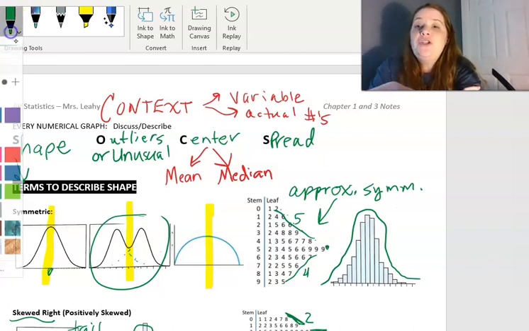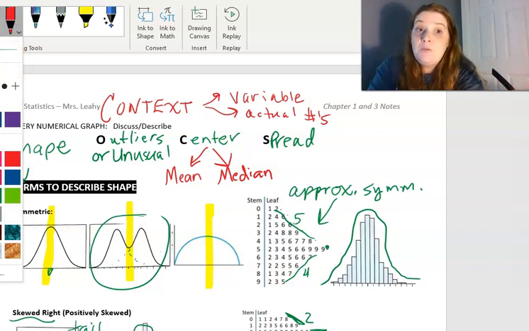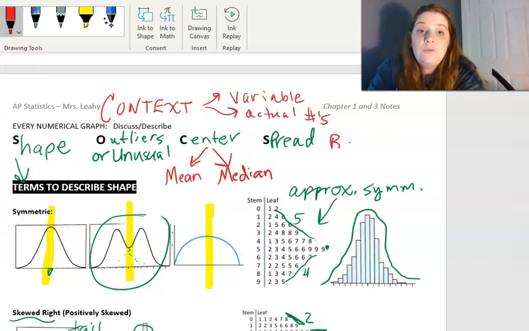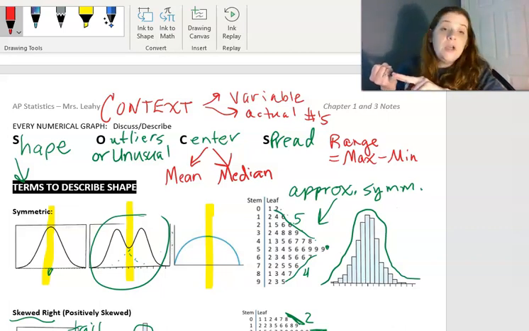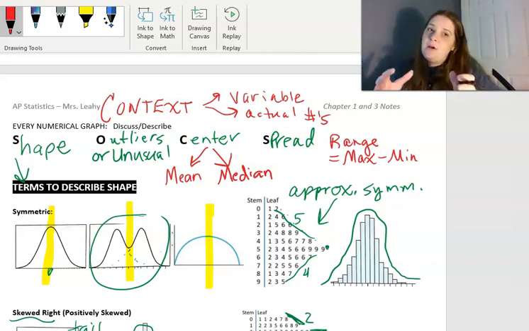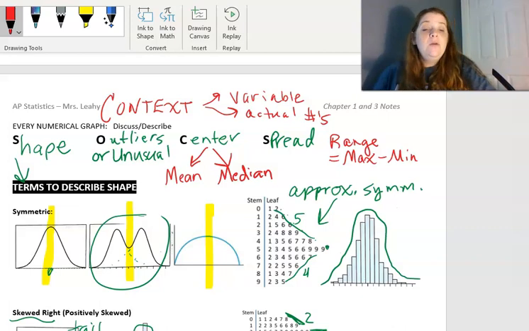In this first chapter, the kind of spread we're going to be using mostly is range. That's literally what you get when you take the biggest number minus the smallest number, the maximum minus the minimum. But this is just going to be for chapter 1. In future chapters, we're also going to talk about interquartile range, which is a spread around the median, and standard deviation, which is a spread around the mean. But for right now, we're going to stick with range.